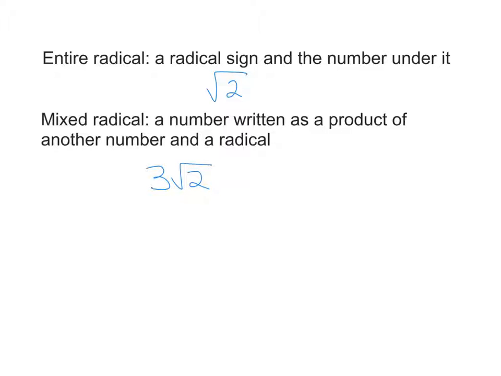And what we need to be able to do today is take a number that's a mixed radical and make it into an entire radical, and take a number that's an entire radical, and if possible, because they're not all possible, make it into a mixed radical, which is basically simplifying it.